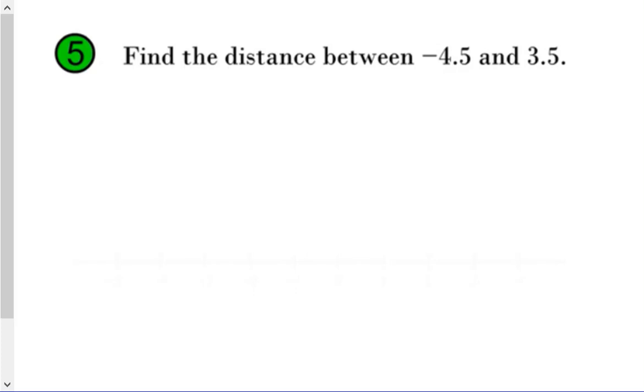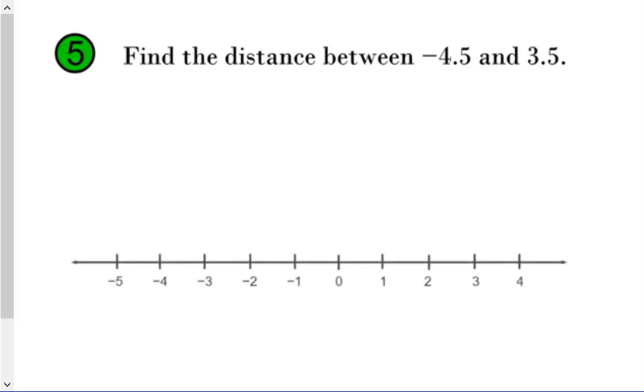So first we're going to look at that on a number line. And so here I got a number line, and we got 3.5 will be over here, 3.5, and then a negative 4.5 will be here. And then we can count our steps from 3.5 back to a negative 4.5. So we go 1, 2, 3, 4, 5, 6, 7, 8. So the distance between 3.5 and negative 4.5 is 8.